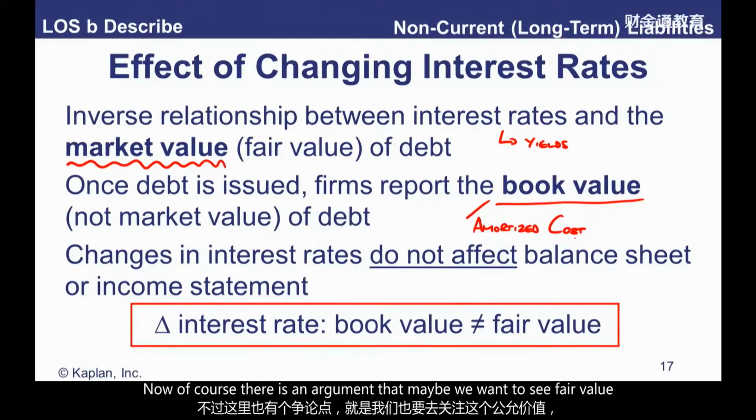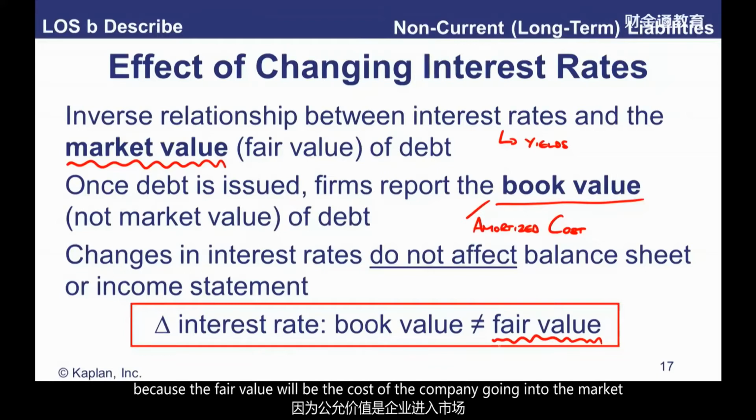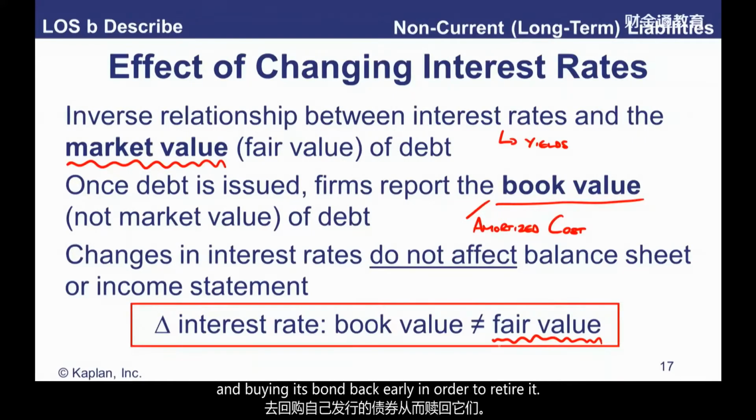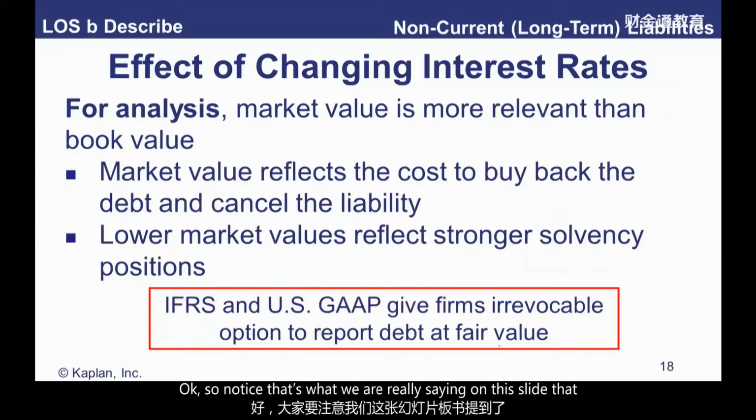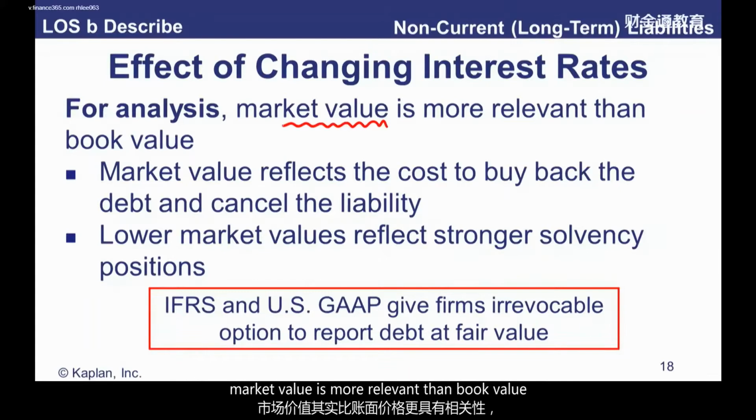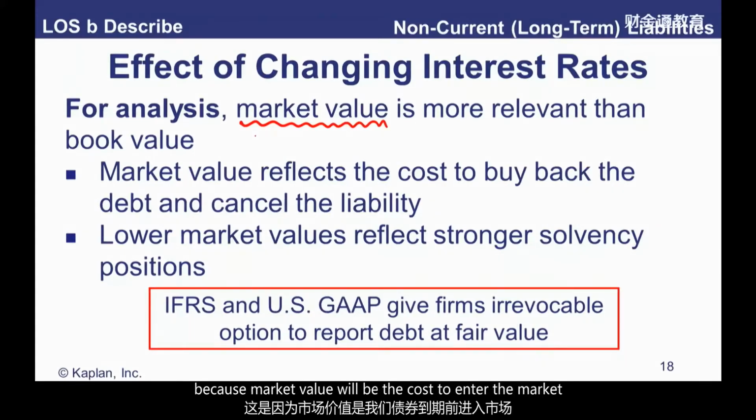Now, there is an argument that maybe we want to see fair value, because the fair value would be the cost to the company of going into the market and buying its bond back early in order to retire it. So notice that's what we're really saying on this slide. Market value is more relevant than book value, because market value would be the cost to enter the market and retire your bond prior to its maturity date. So the cost of buying back the bond and cancelling it.